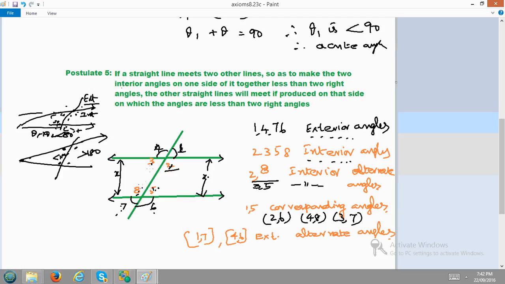Just like 2, 8 and 3, 5, these 1, 7 and 4, 6, when the lines are parallel, are equal. 1 is equal to 7 when the two lines are parallel.